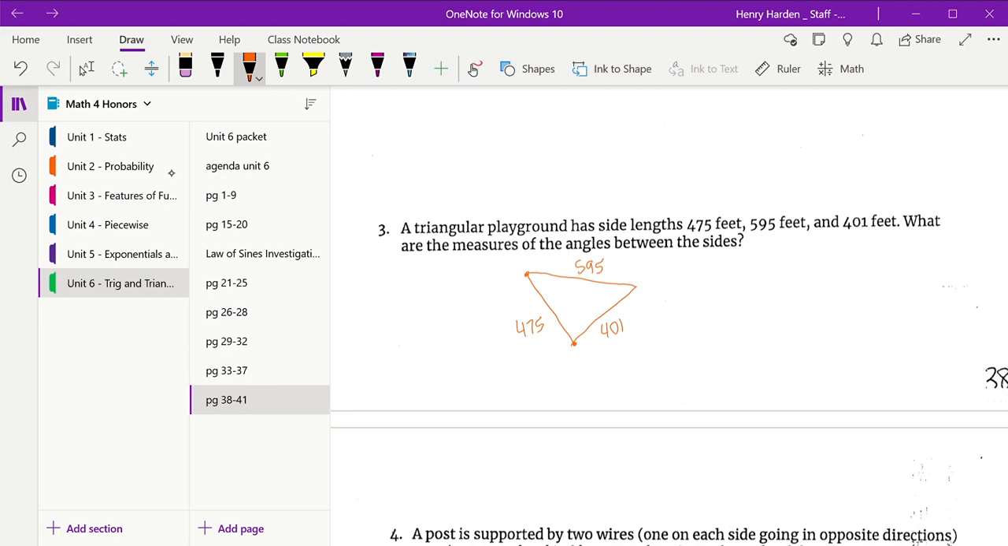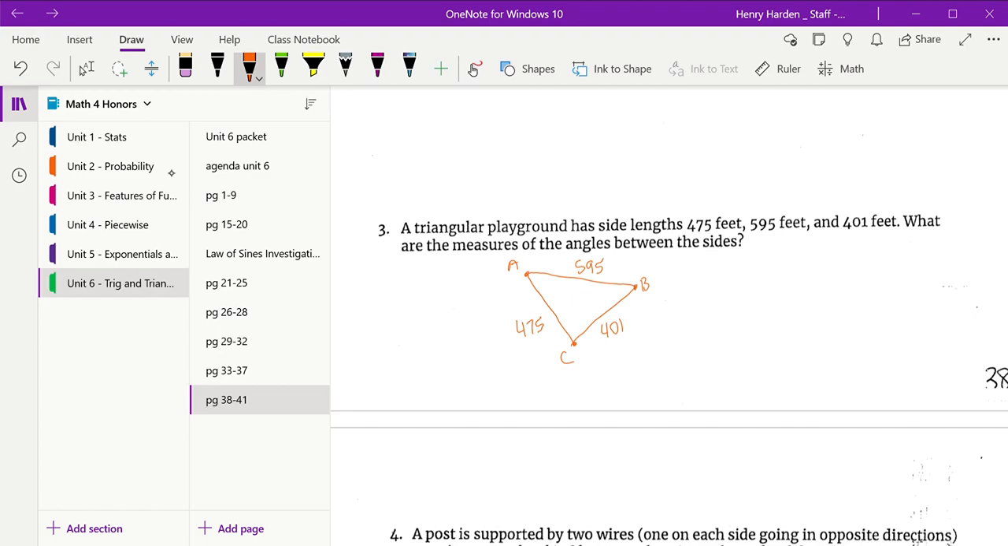So what I'm going to do is label these A, B, and C. Sometimes I would label them with letters depending on what the problem specifies. If it's like a person's name, something like that, I would label it that way. Here I have all sides, but none of the angles, which means law of sines is not going to work, because in order to do law of sines, I definitely need an angle opposite one of these sides. So we're going to use the law of cosines, and we're trying to find the measures of all the angles between the sides.